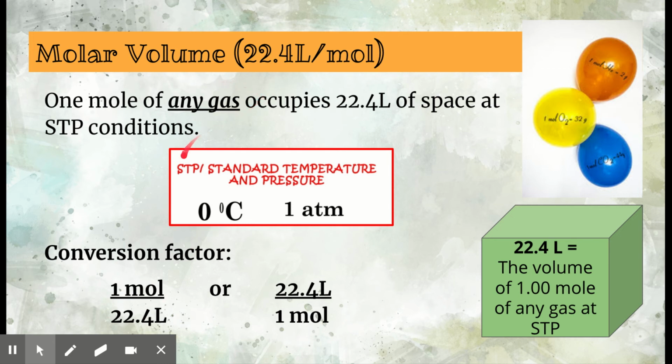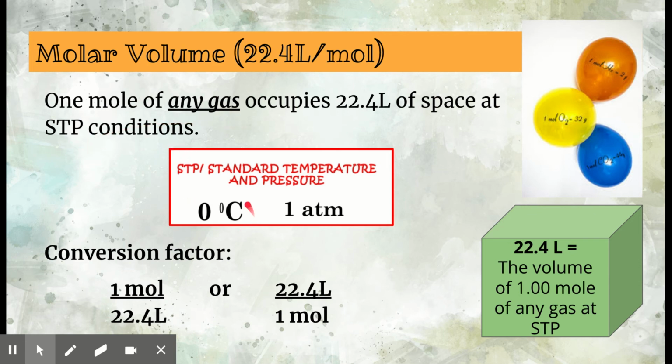Okay? So 1 mole of any gas at these specific conditions, at 0 degrees Celsius and 1 atmosphere, will occupy exactly 22.4 liters of space. It does not matter the identity of that gas. It could be helium, oxygen, carbon dioxide, or sulfur trioxide. It doesn't matter how large or small those individual gas particles are. There will be exactly 1 mole of gas, 6.022 times 10 to the 23rd particles, in 22.4 liters of space at STP conditions.